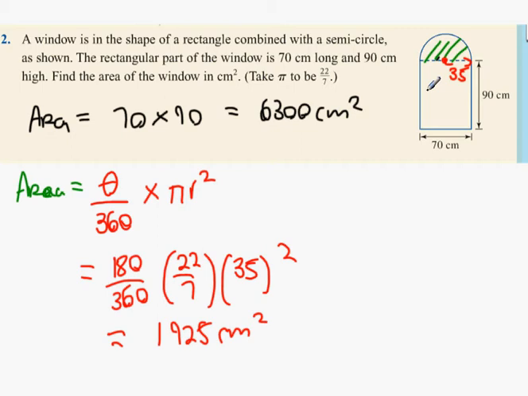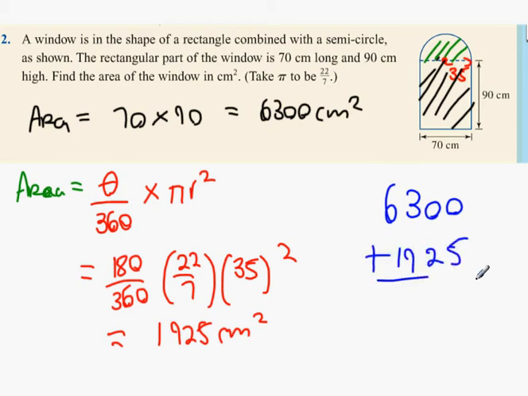Plus them. Why did you plus them? Because you want to add them together, because they're two parts of the same object. 8,225 centimeters squared. Okay, how many people got that one out? One person in the entire class got it out.